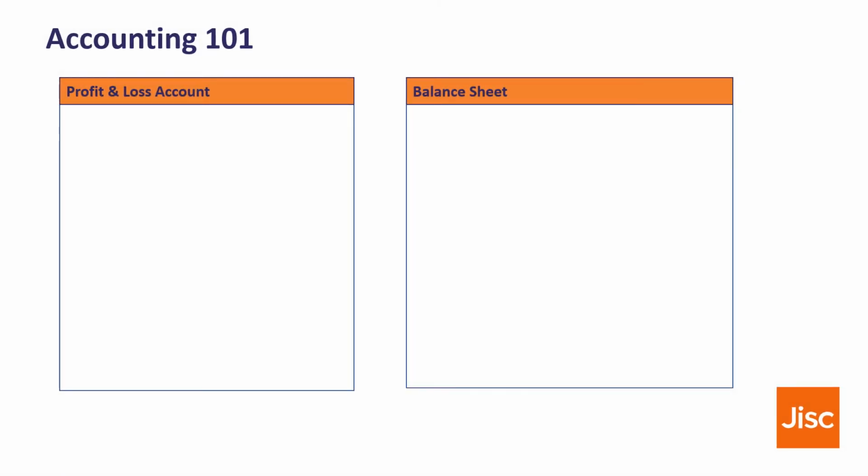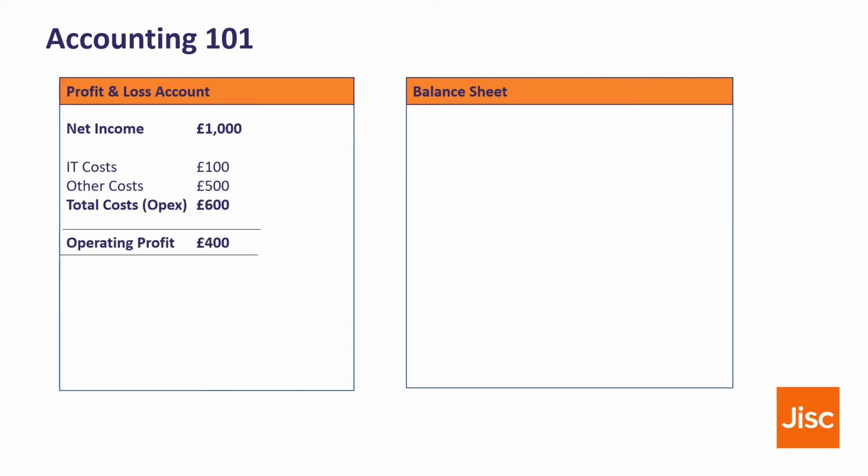Accounting 101. In accountancy, you have a profit and loss account and a balance sheet. The profit and loss account is there to show how profitable an organisation is. So it shows the net income, it then shows costs, so IT costs, other costs, which would be staff costs, facilities costs, etc., to give total costs, also known as opex, operating expenditure. You take your opex away from the net income to get operating profit.